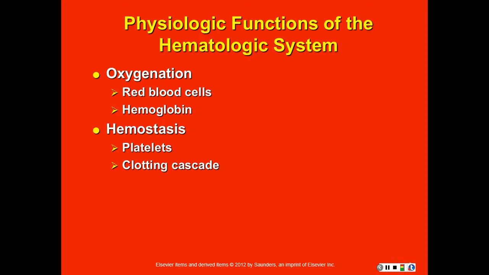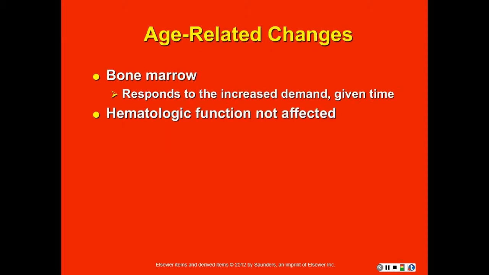So our two major functions, to get oxygen out there and to prevent blood loss or maintain our blood volumes, hemostasis. Now you know, just like we've talked about everything else, everything has an age-related component, right? Things just don't work as well when we get older. We've talked about that. But what happens when you get older in regards to your hematologic system? Your bone marrow becomes less productive.